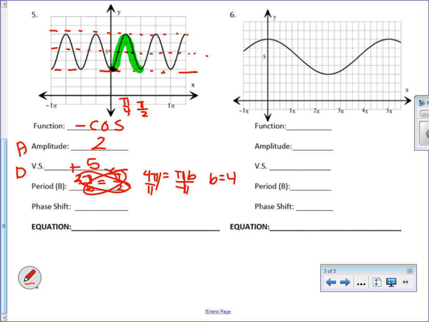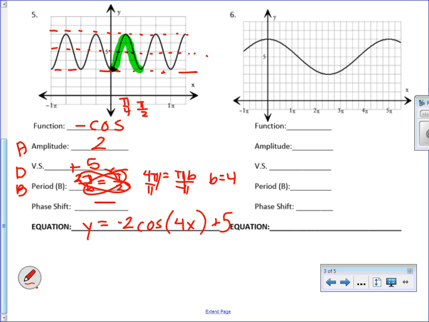Do I have a phase shift? No, don't ever do a phase shift if you don't have to. So there is no phase shift. Now that you've found all of that information, you can go ahead and write your equation. So make sure you have y equals at the front. Your amplitude is 2, but it's a negative cosine, so put negative 2 cosine parenthesis 4x. I don't need my brackets because I don't have a phase shift. So 4x only, and then what do you need at the back? Plus 5. That is your final answer.